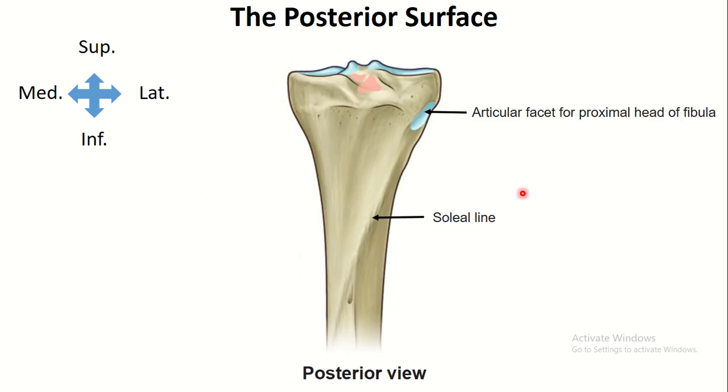The posterior surface lies between the interosseous and the medial border. It has an important line called the soleal line for attachment of the soleus muscle. This line passes from here, the area for articulation with the proximal head of the fibula, and passes obliquely from lateral to medial, for attachment of the deep muscles of the leg.